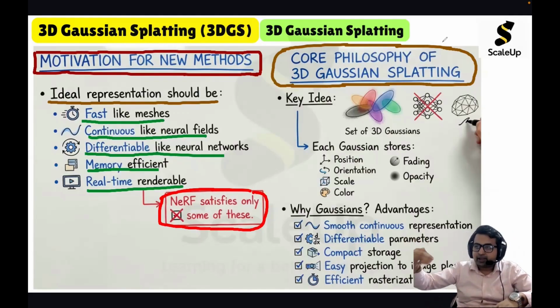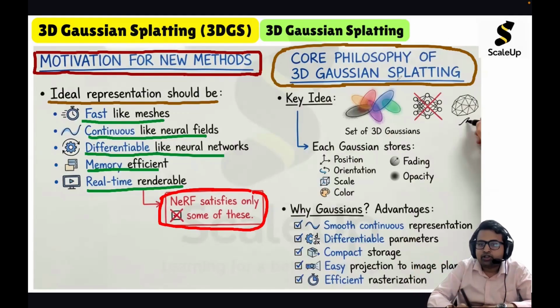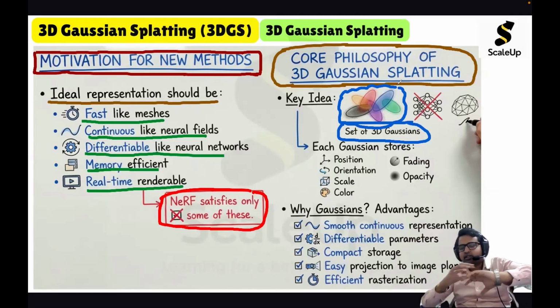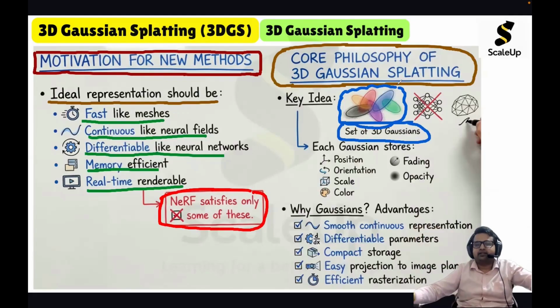Now I am going one step ahead. Now I will be making use of a set of 3D Gaussians, where Gaussians are like ellipsoids. So a set of 3D ellipsoids will represent the 3D scene.